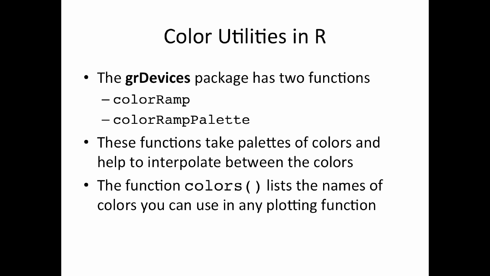And so that's what the colorRamp and the colorRampPalette functions do. They take a set of colors that make up a palette and they interpolate in between them, numerically of course, to make new colors that are blends of the original colors. Another function that may be of interest to you is the colors function, which you just execute with no arguments, and it gives you a character vector of all the names of the colors that you can use in a plotting function. So these are colors that you can reference by name rather than having to reference their red, green, and blue values that we'll talk about later.